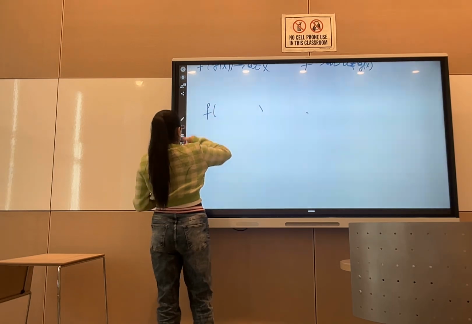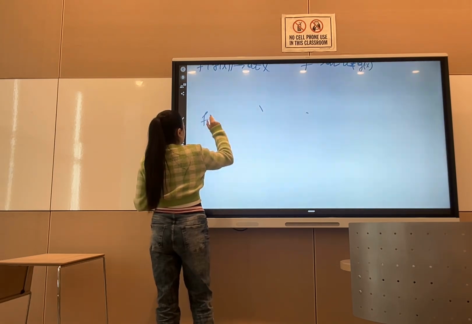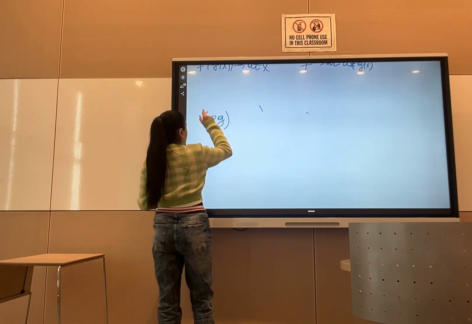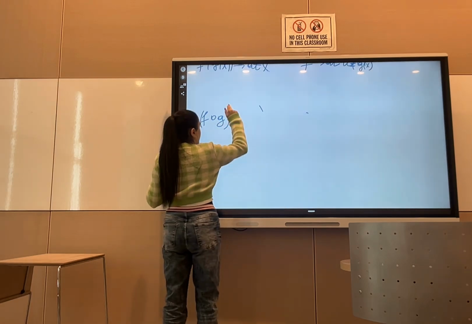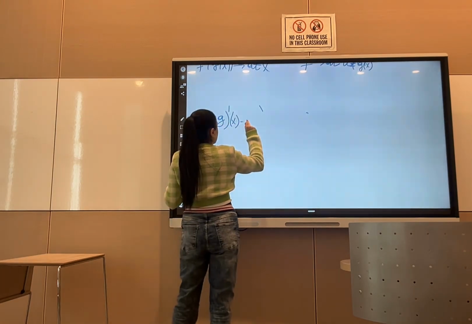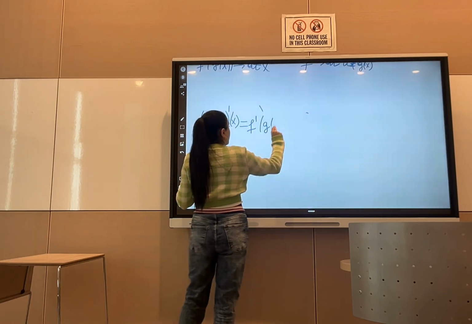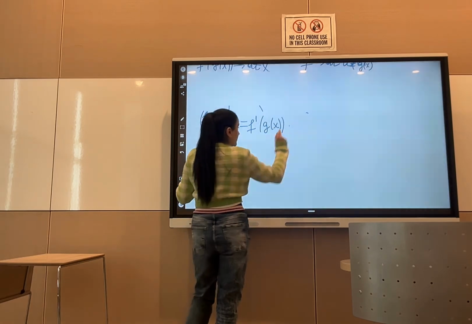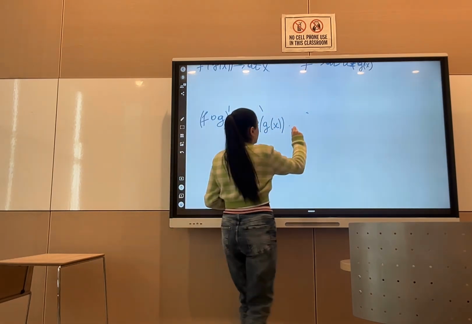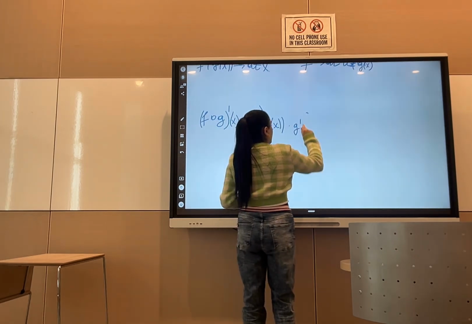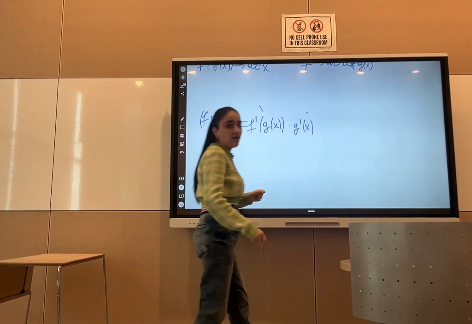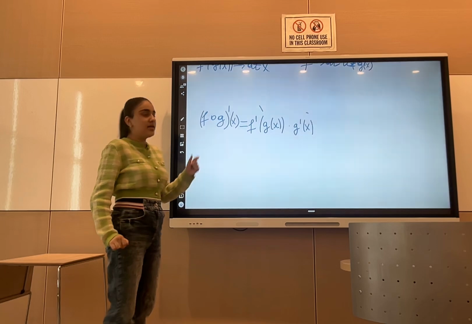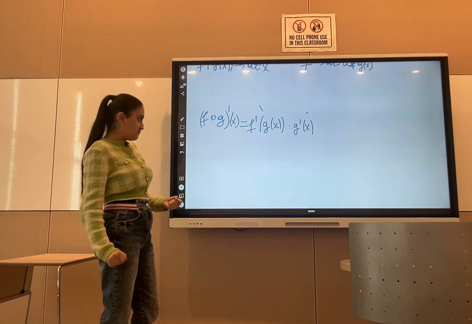The derivative of this is the derivative of f of g of x, multiplied by the derivative of g of x. We find it like that.